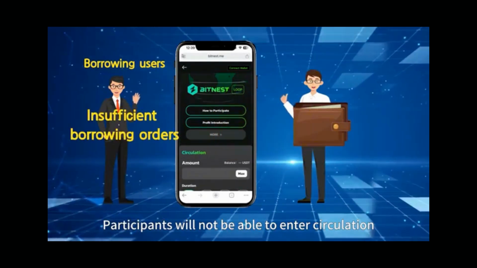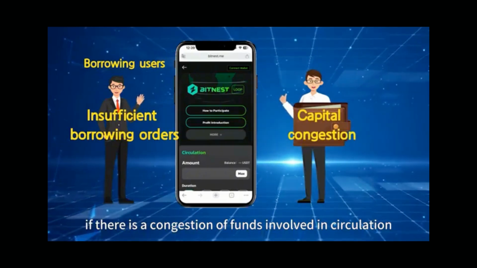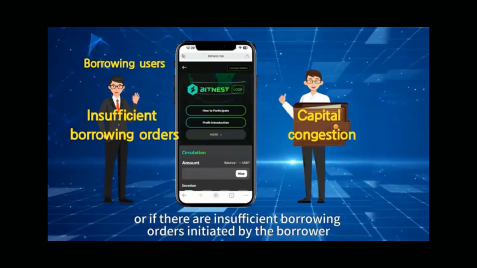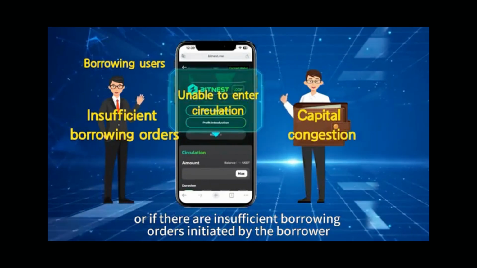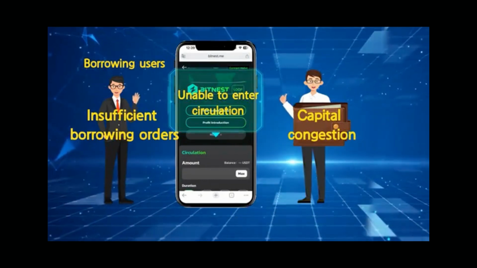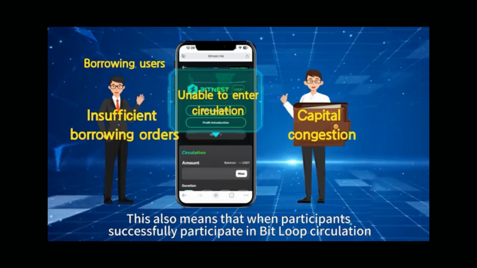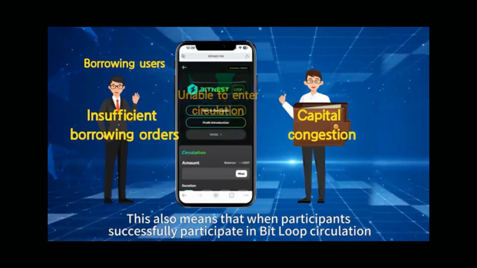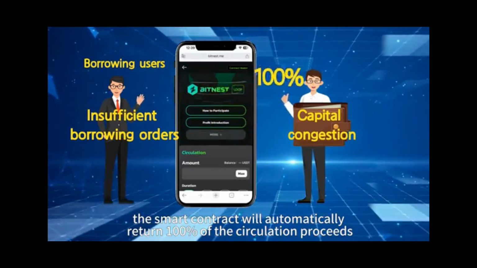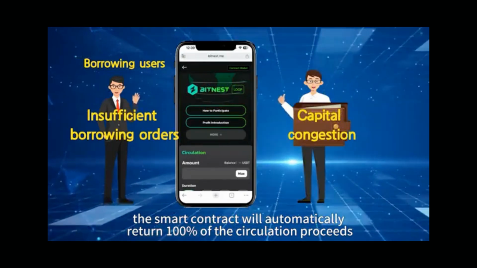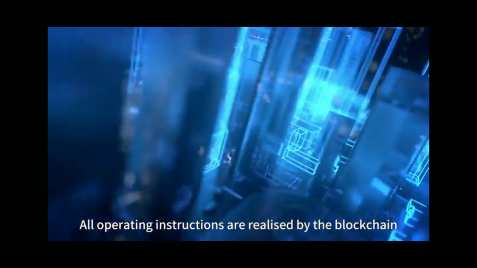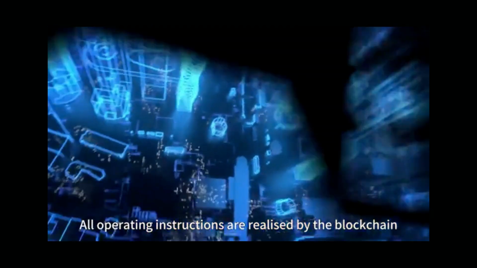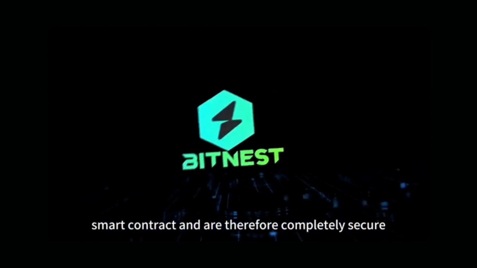Participants will not be able to enter circulation if there is a congestion of funds involved in circulation, or if there are insufficient borrowing orders initiated by the borrower. This also means that when participants successfully participate in BitLoop circulation, the smart contract will automatically return 100% of the circulation proceeds. All operating instructions are realized by the blockchain smart contract and are therefore completely secure.